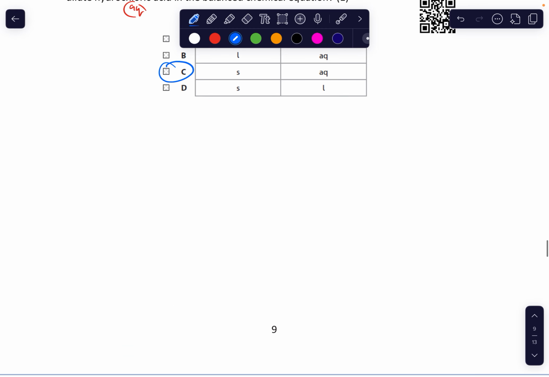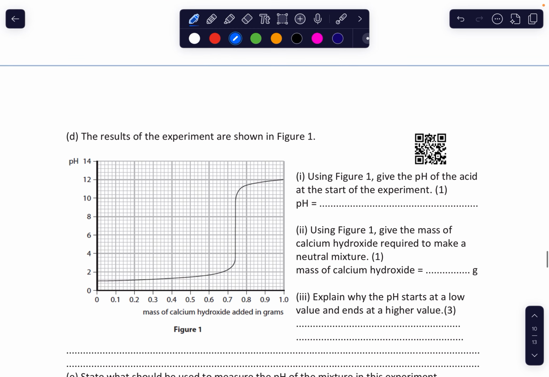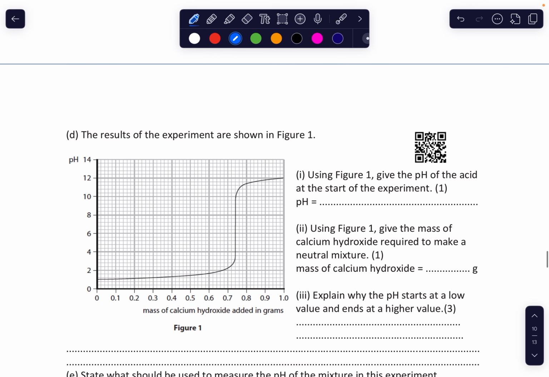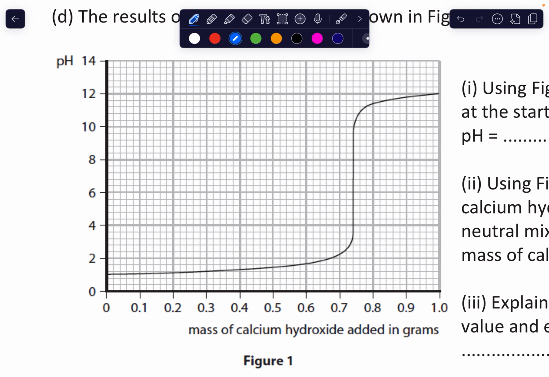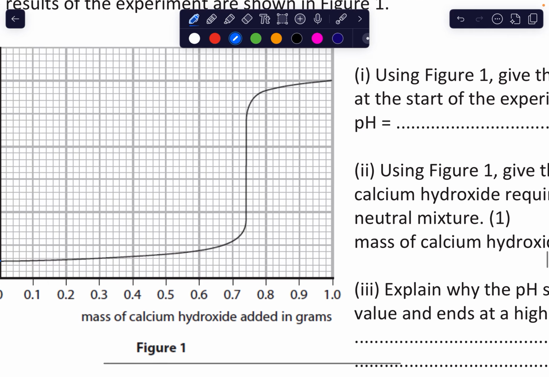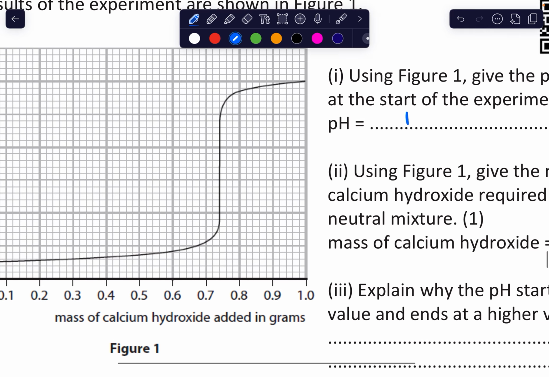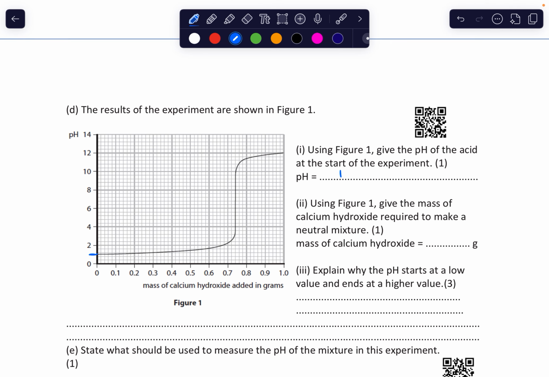Then we're down to part D. This is a neutralization graph, and it always has this characteristic S shape to show the change in pH. It says give the pH at the start of the experiment. So if we come down here, this is the pH at the start, and that's got a value of 1. How much is required to make it neutral? Neutral means its pH is 7.